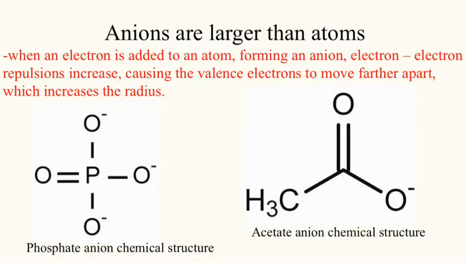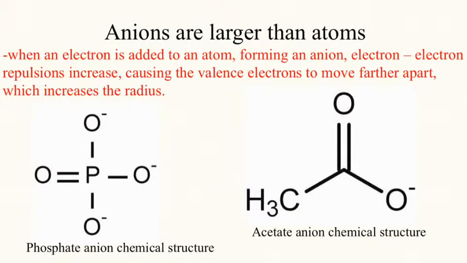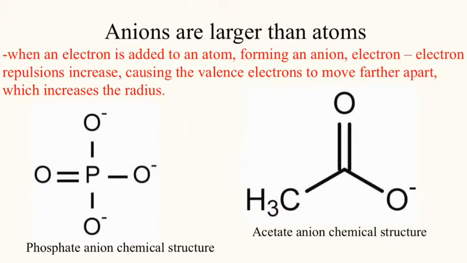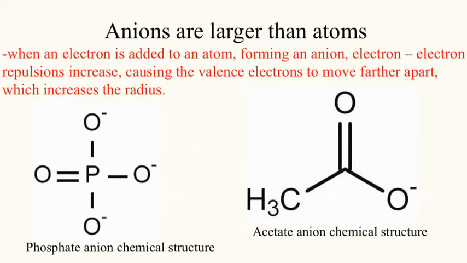Anions, or negatively charged ions, are larger than atoms. When an electron is added to an atom, forming an anion, electron-to-electron repulsions increase, causing the valence electrons to move further apart, which increases the radius.